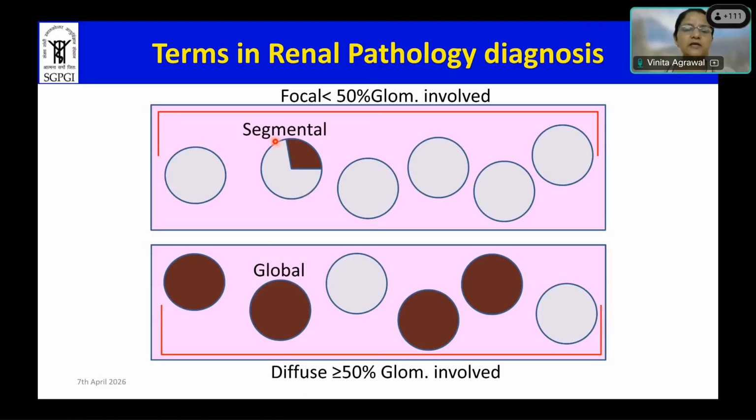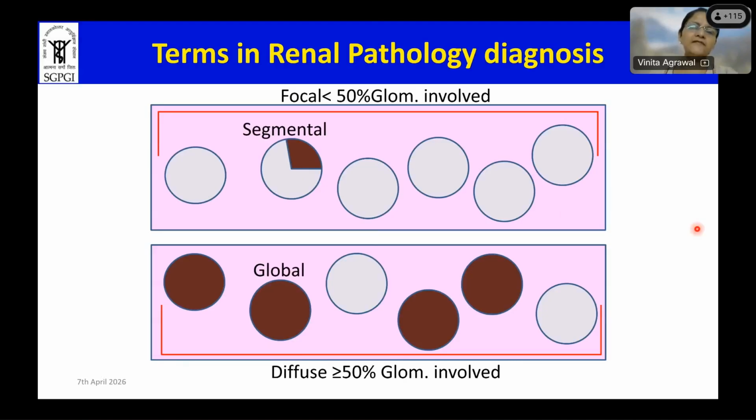Segmental is a term we use for one glomerulus. If you're describing a lesion in one glomerulus, if it is involving only part of the glomerulus, we say segmental. And if it is involving the whole of the glomerulus, we say it is global. For segmental, what is the definition? What should be the percentage of the glomerulus that should be involved? It is said that anything which is less than 100% is segmental. So according to the new definitions, anything which is involving less than 100% of the glomerulus becomes segmental. So that you need to remember.